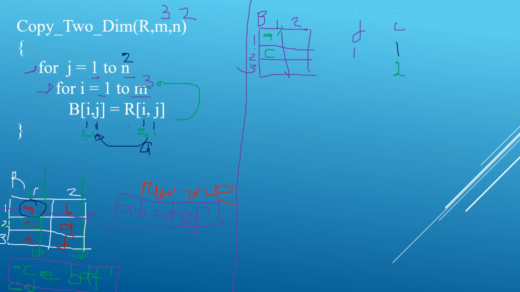Next, we go back to the for loop. It says until the value of i becomes 3, so we increment. Again, i is now 3, and j is still the same, 1. So B sub 3 sub 1 is equal to R sub 3 sub 1, that means row 3, column 1. We refer to letter E. So E will be assigned to B, row 3, column 1.